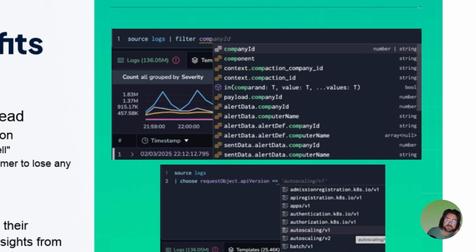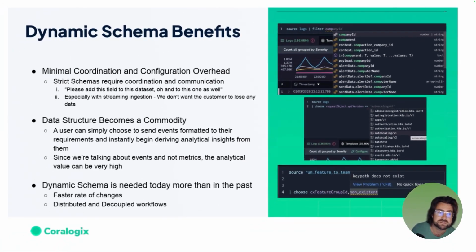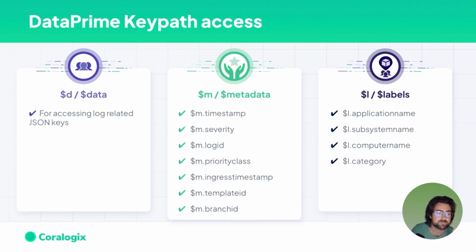So let's talk about the three intuitive namespaces. $D for data, that's our log content. So the actual content of our logs can be business logic or application-specific information like customer identifiers, response time for performance metrics. We have $M for metadata. So this is the system context. So this is like the when, where, and how context. Things like $M.timestamp when the event occurred. We have things like severity, log ID.